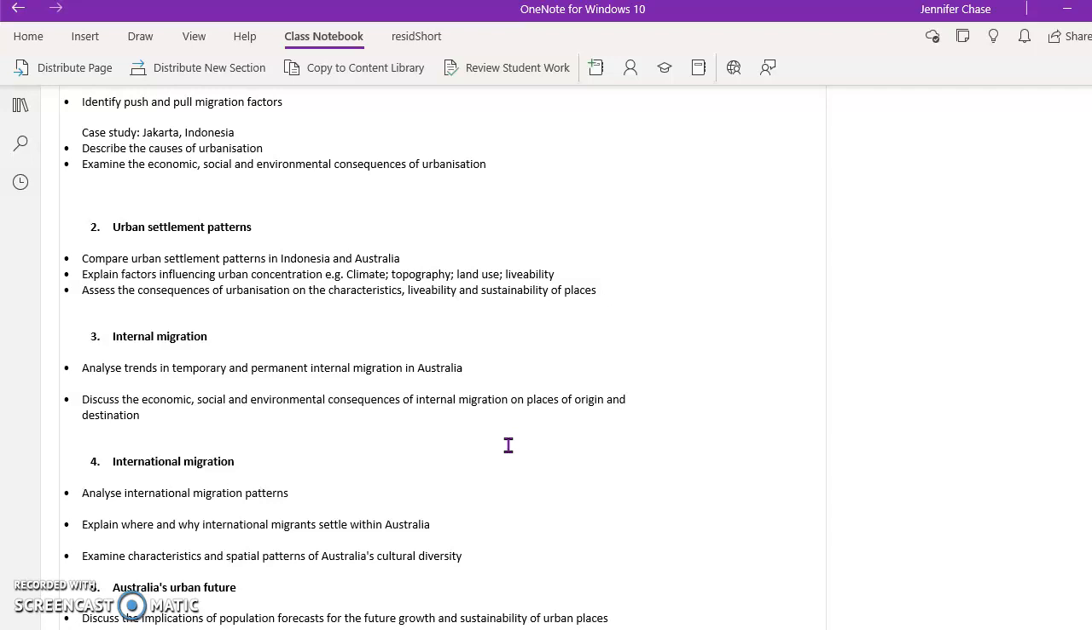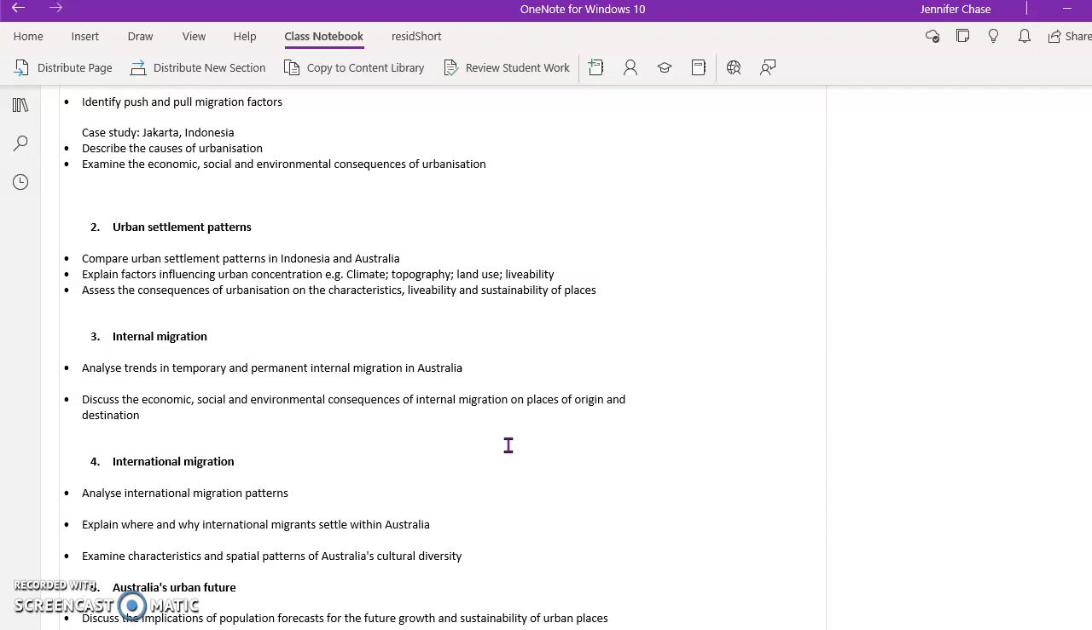And then we're going to look at the consequences of urbanization on the characteristics of a place, on the livability of a place, and the sustainability of a place. Again, going back to the glossary, last lesson, you may already be thinking, well, maybe really big cities aren't sustainable, aren't livable. Okay. Then we're going to focus on migration. Okay, so we're going to start off with internal migration.